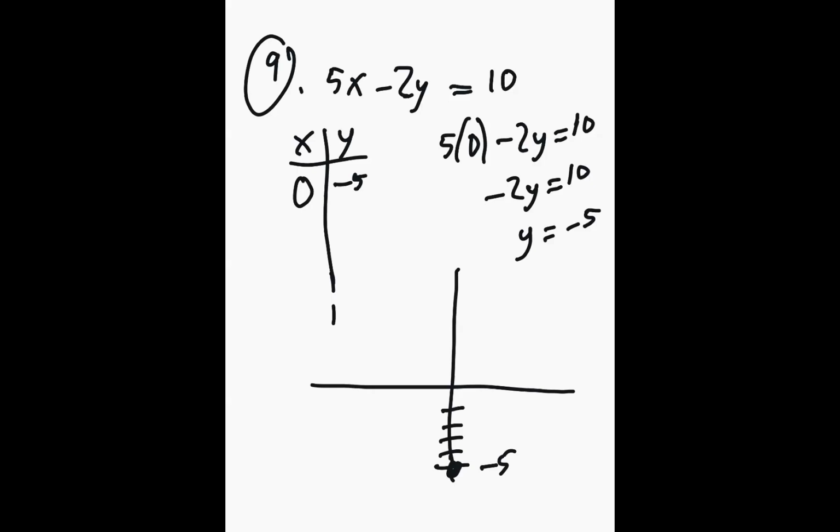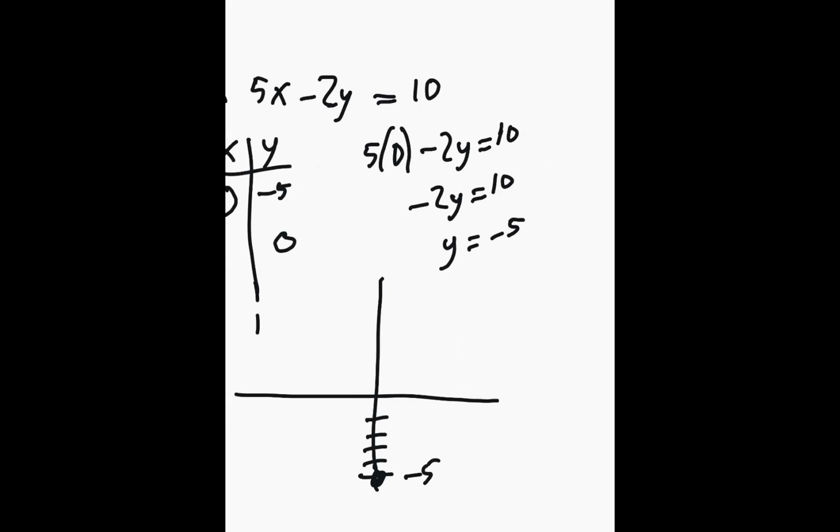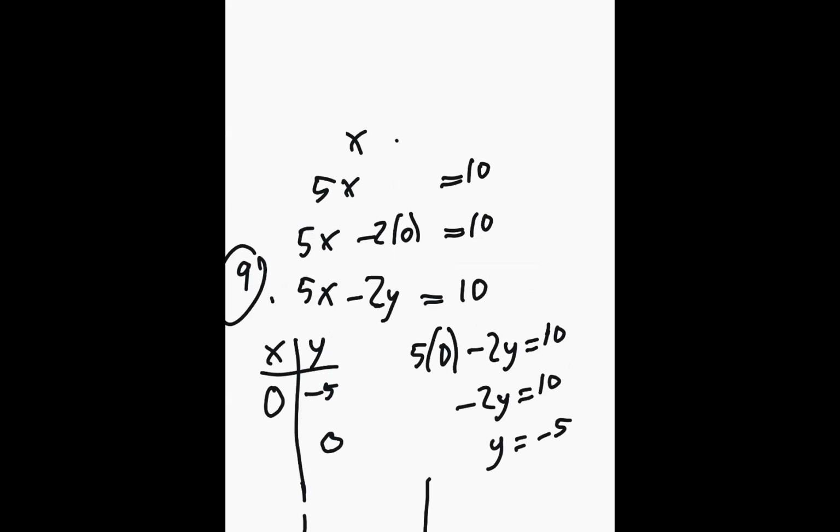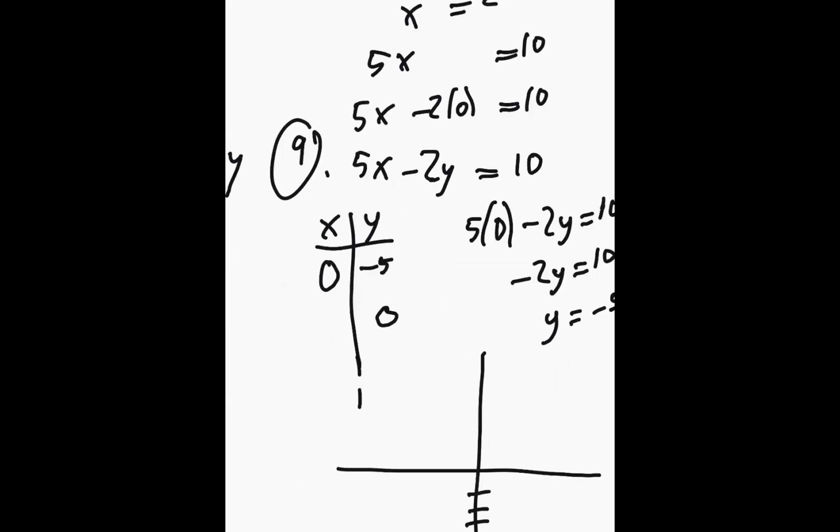So I repeat this process and I plug in 0 for y, then I'll get 5x minus 2 times 0 equals 10. And I'm going to work upwards instead of downwards. So 2 times 0 is 0, so I'll get 5x equals 10. And then I'll divide by 5, so I'll get x equals 2. So the x-intercept is 2. And 2 rhymes with you. So boom.